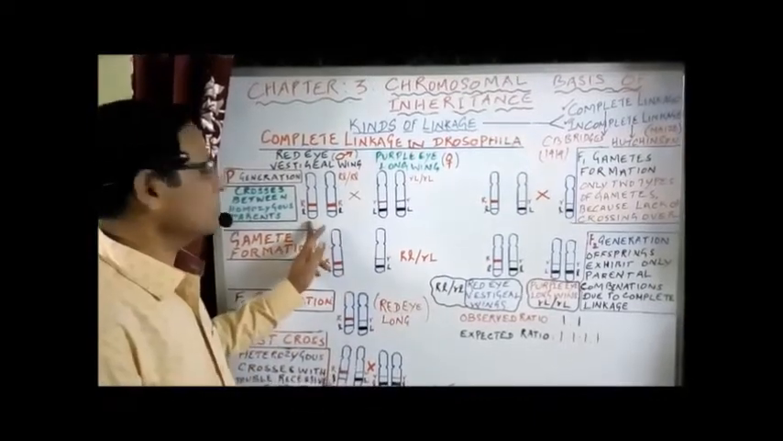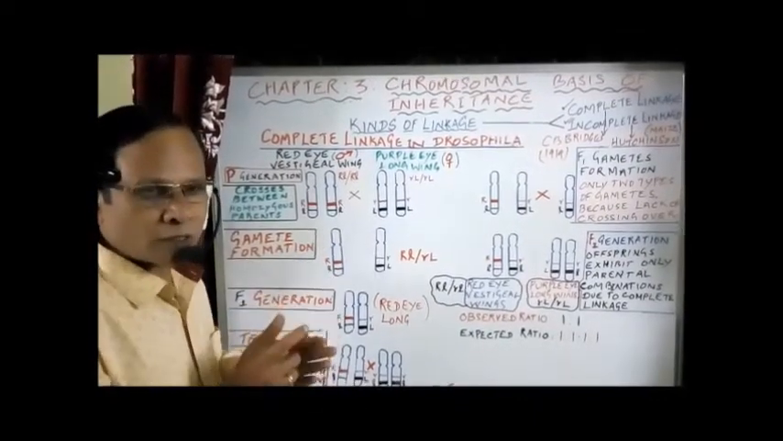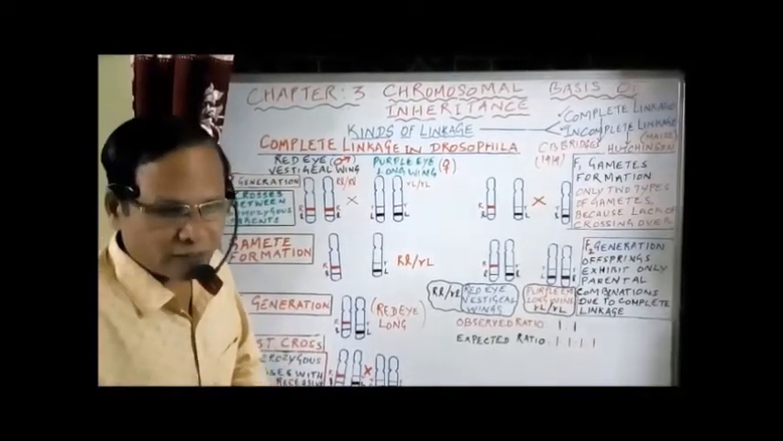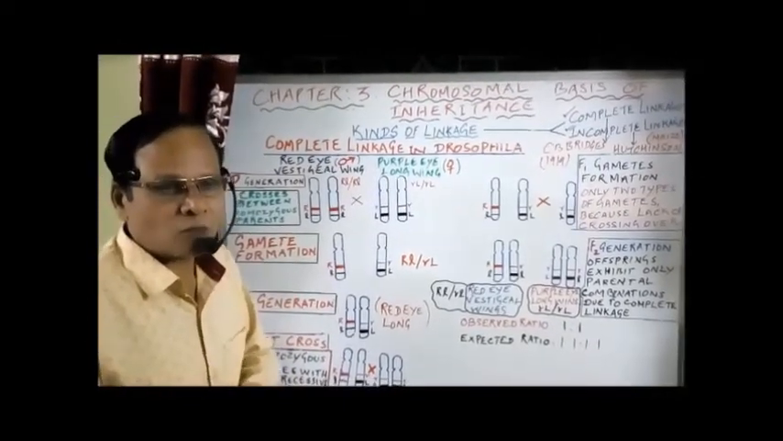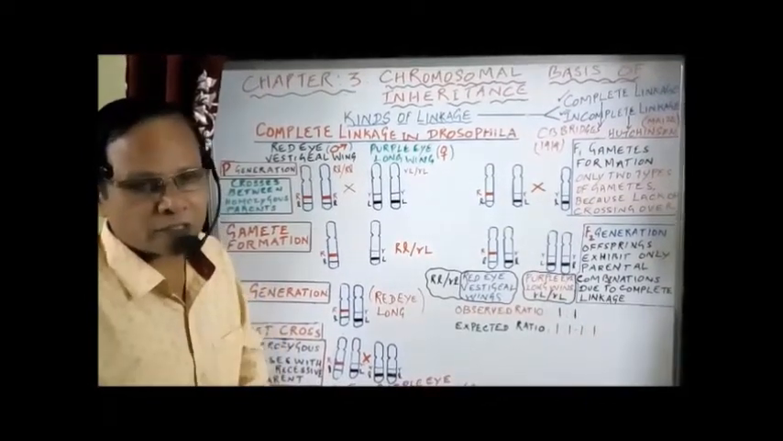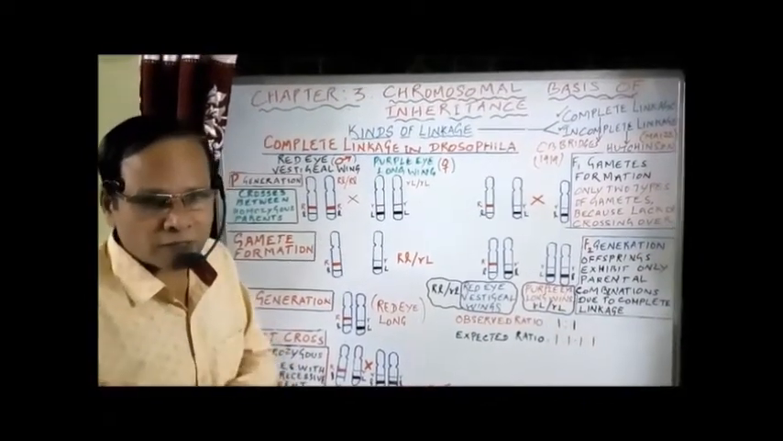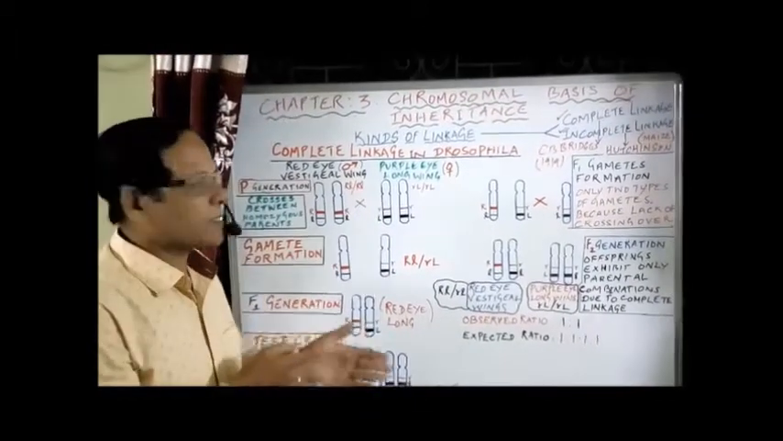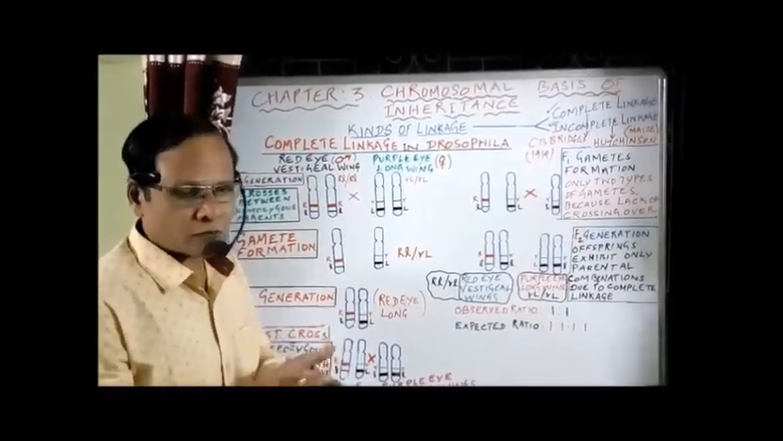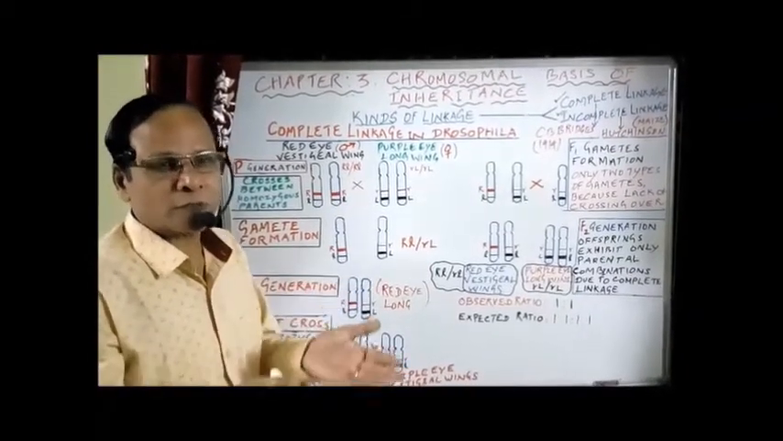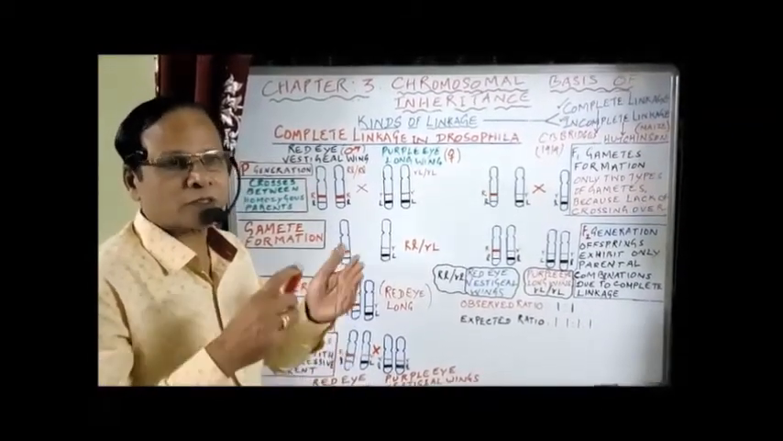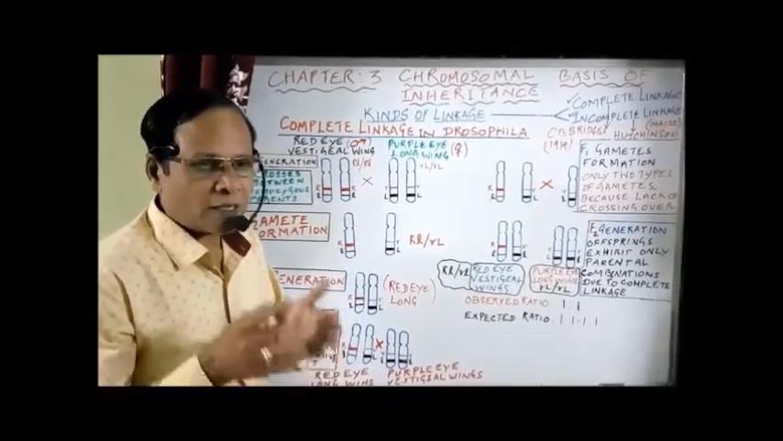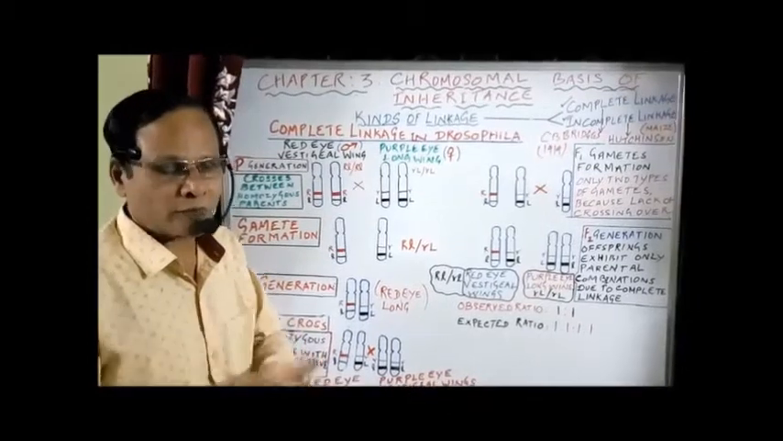So if the chances of separation of the two closely linked genes are not possible and those genes remain together, as a result we can receive only the parental combinations. If crossing over occurs, then new combinations occur. But in the case of complete linkage, the genes are found close together. There is no possibility of separation of chromosomes or of genes, so the genes remain close together. As a result, we receive only parental combinations.